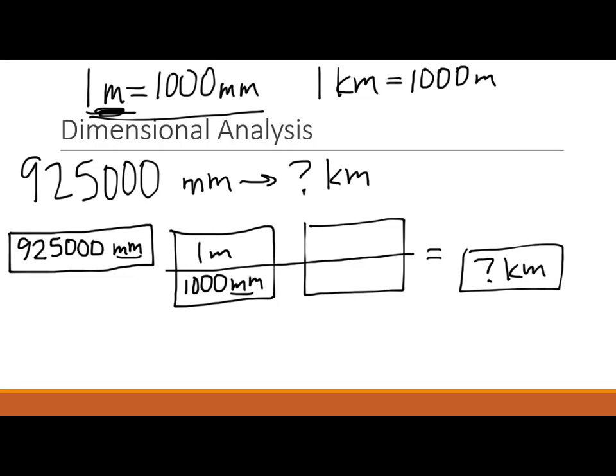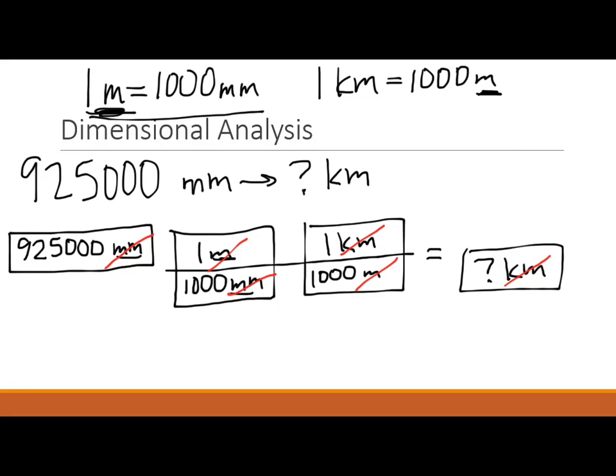What about this? Now we have meters on the top, which means we need meters on the bottom. So we have to write 1,000 meters on the bottom, which means 1 kilometer has to go up on top. Let's double check that we set this up properly. Millimeters cancels millimeters, meters cancels meters, kilometers cancels kilometers, and everything cancels.